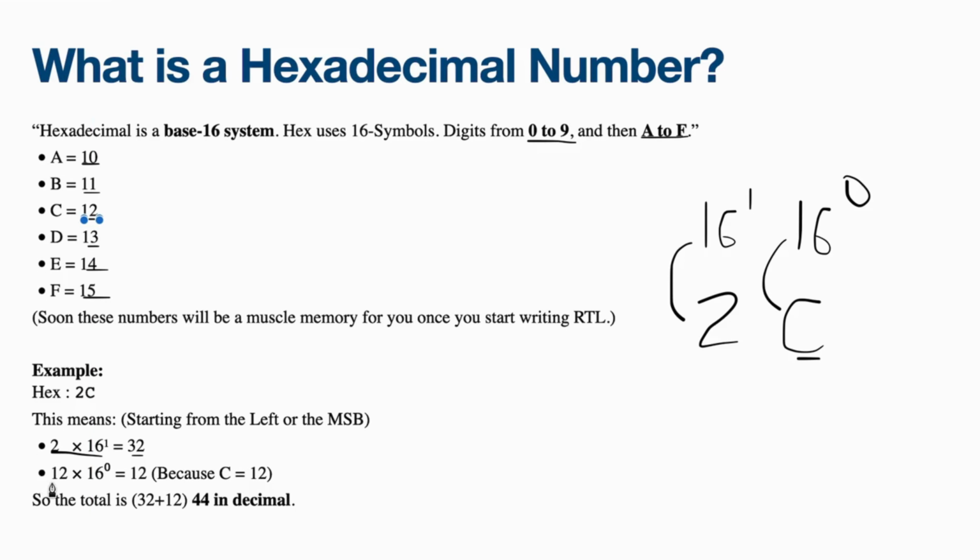12 into 16 raised to the power 0 is equal to 12 because 16 raised to the power 0 is 1. So we get 12. Now add both these numbers, 32 and 12. 32 and 12 is equal to 44. So a hex number 2C is equal to 44 in decimal. Similarly, using this method, you can convert any hexadecimal number into a decimal number.